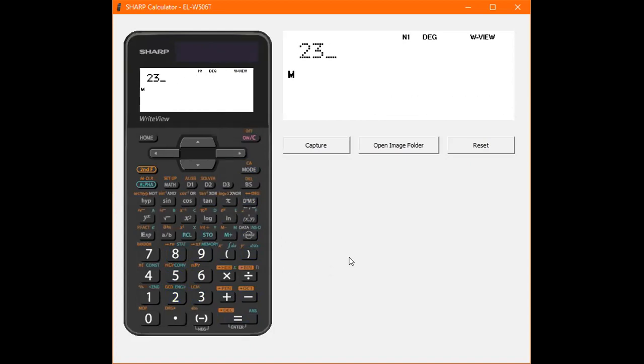And again, you can go for as many marks as you require on the calculator. It won't change that. Okay, great. So that's a nice thing.